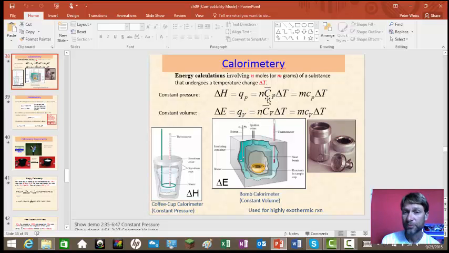And if we put this in terms of specific heat capacity, we have delta H equals number of moles times specific heat capacity at constant pressure times the temperature change. And delta E equals number of moles times the specific heat capacity at constant volume times the temperature change.